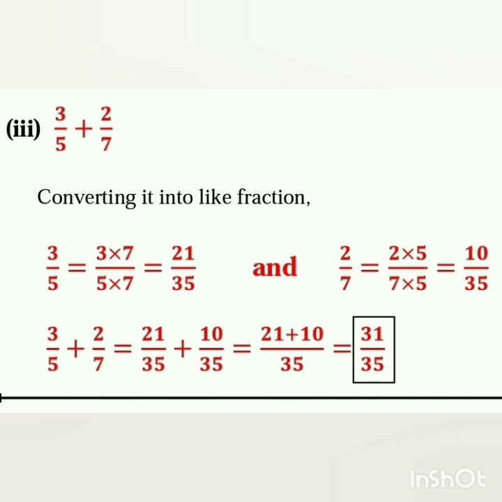And for the second fraction, 2 upon 7 is equal to 2 into 5 upon 7 into 5, which is equal to 10 upon 35. Now the final solution: 3 upon 5 plus 2 upon 7 is equal to 21 upon 35 plus 10 upon 35, which is equal to 21 plus 10 upon 35, which is equal to 31 upon 35. It's clear, everyone? Very good.